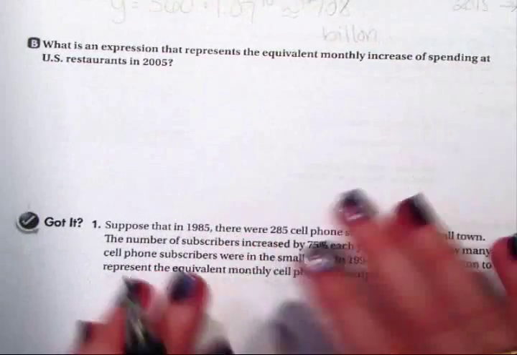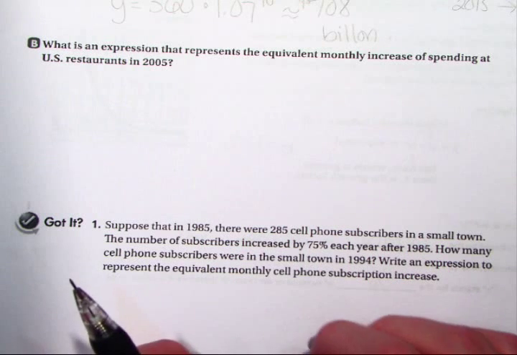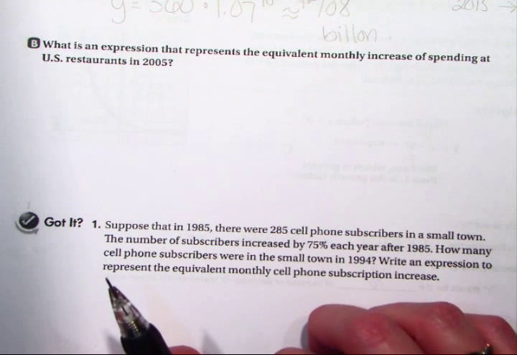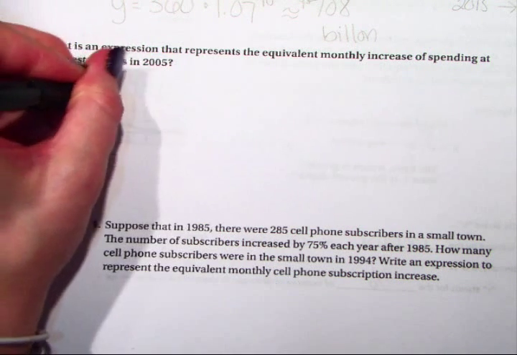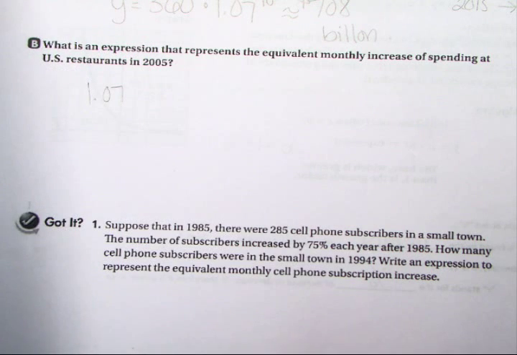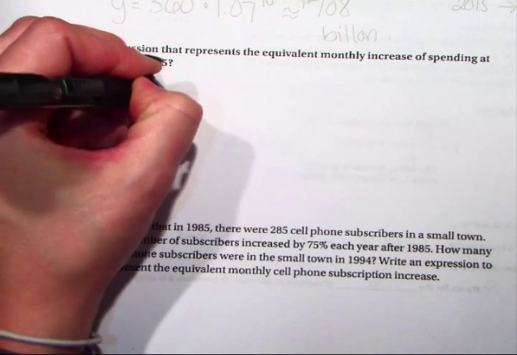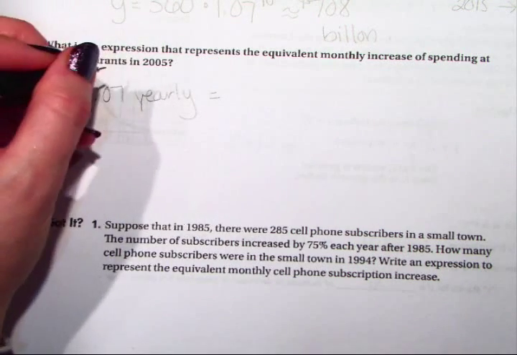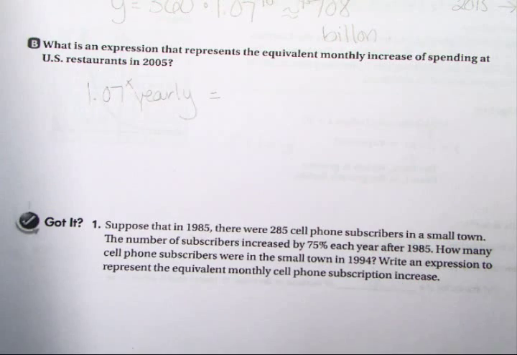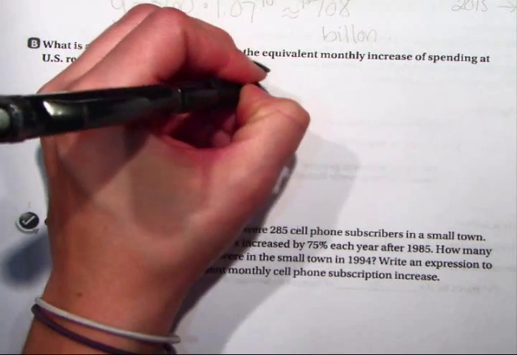Part B. What is the expression that represents the equivalent monthly increase of spending in 2005? Now what you got to do is you got to be real patient with me here as I try to explain this, okay? 1.07 was the number we got for yearly, I hope you agree with that. That's what we did above? Yes, I would. I hope you also agree then that 1.07 was to the x power, correct? Yes. 1.07, tell me if you agree with this.